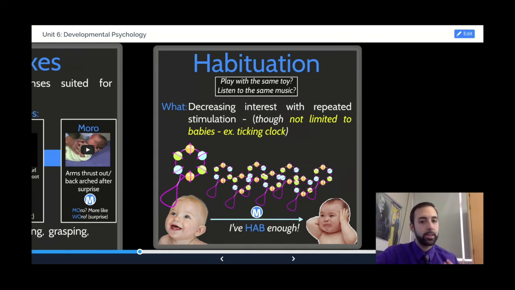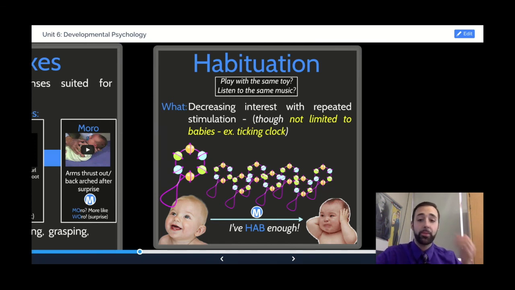This also applies, though, to adults, to children beyond just infants. For example, if there's a ticking clock in a room at your house, because every single day you hear that clock, it's more likely than not that you do not hear it anymore. You would have to stop and think, is there a clock going on right now? Oh, I do hear that. But typically you can go through your day, you can do your homework, you can watch TV, you can have a conversation, you can eat dinner, you can do all these behaviors because you've habituated to that ticking clock.